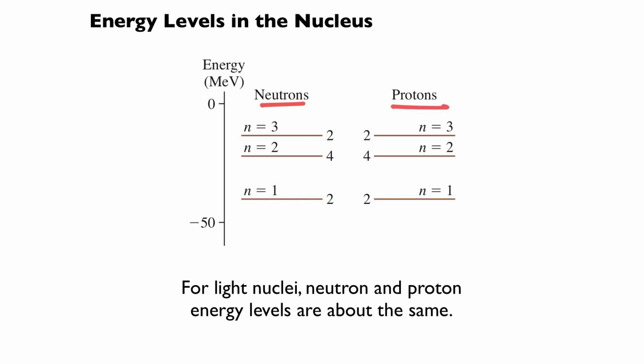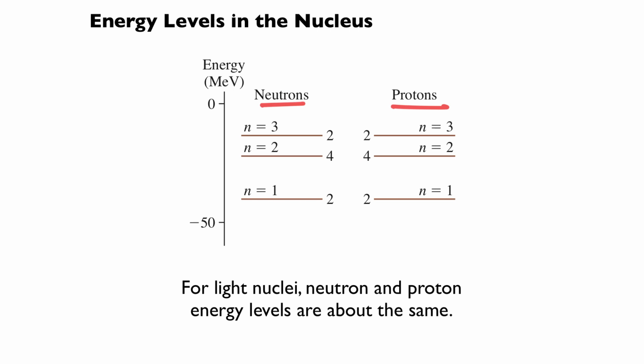Let's look at the energy level diagram for lightweight nuclei. It gets a little bit more complicated when they get heavier, but if you're putting neutrons and protons in the nucleus, we have an energy level diagram that looks like this. In the energy level diagram, I want to point out a couple of things. One, look at the scale.